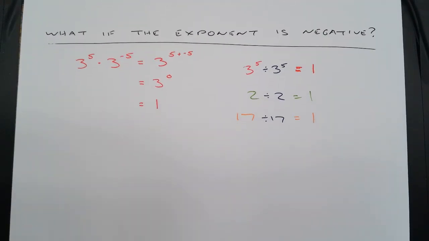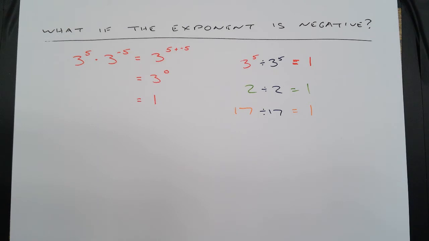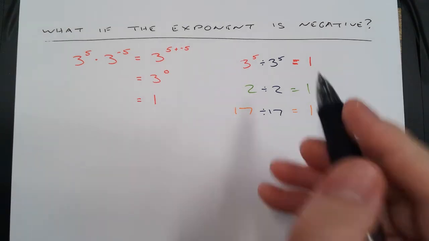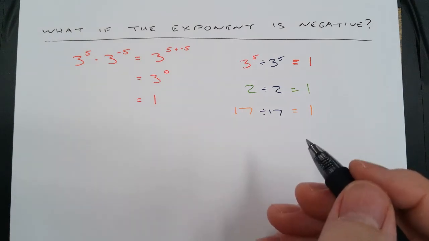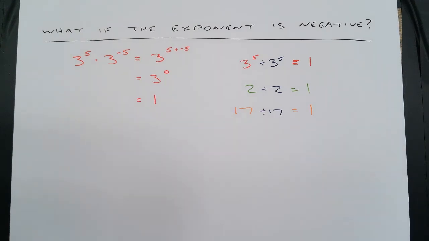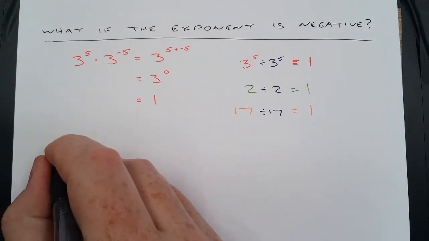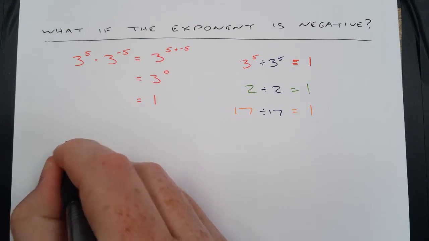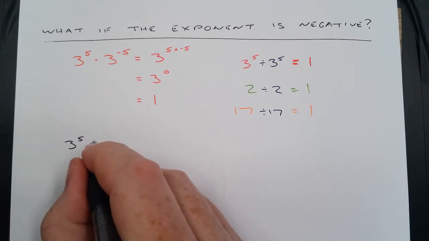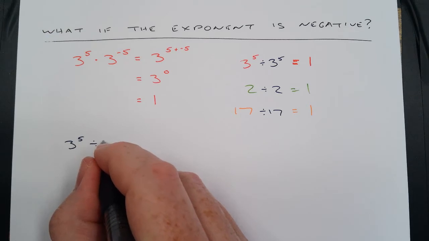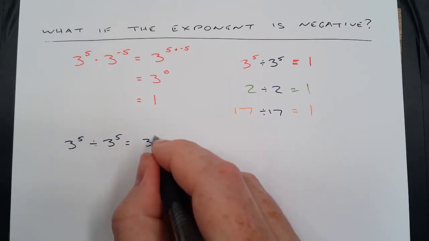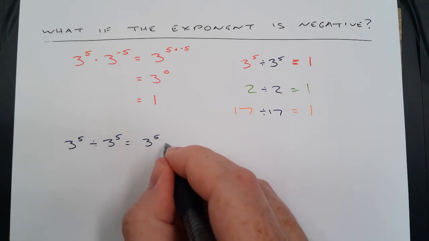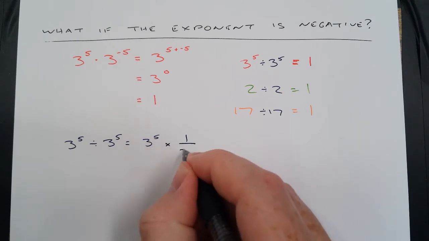So this is where that term called the reciprocal comes in. Dividing by 3 to the fifth is the same as multiplying by the reciprocal. So what we have to do, we take 3 to the fifth. Dividing by 3 to the fifth is the same as multiplying by the reciprocal.